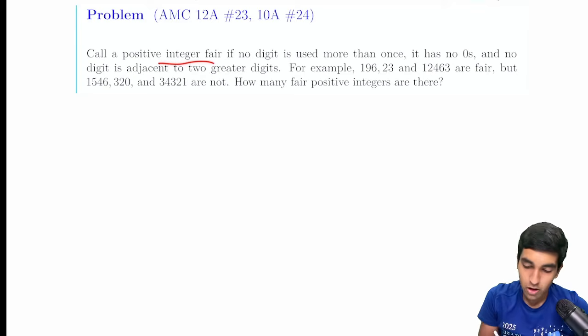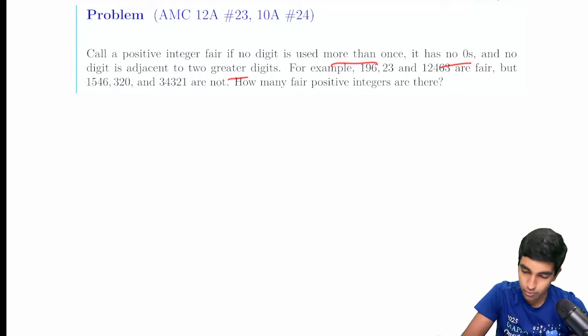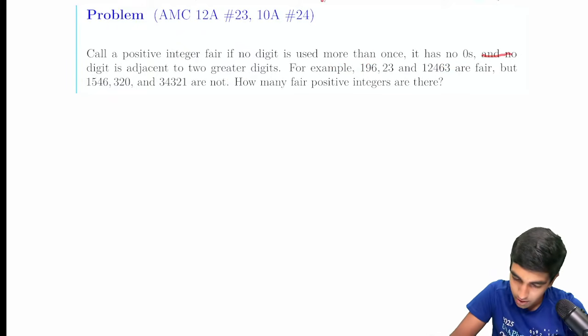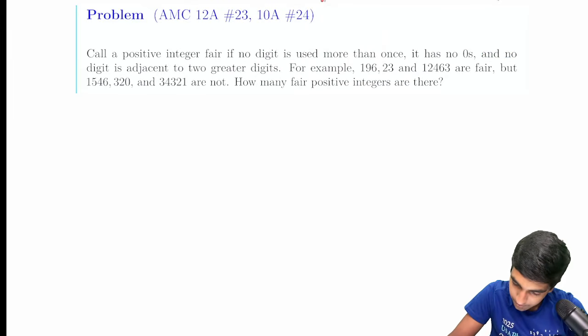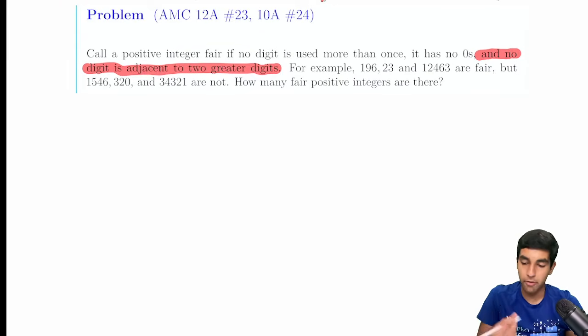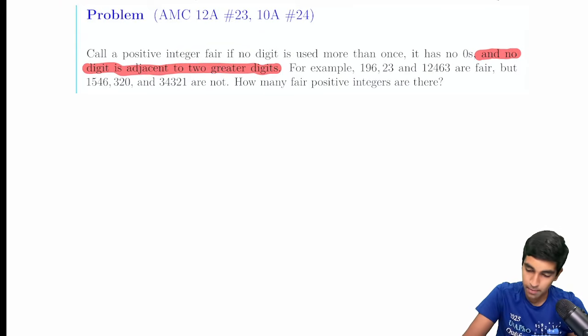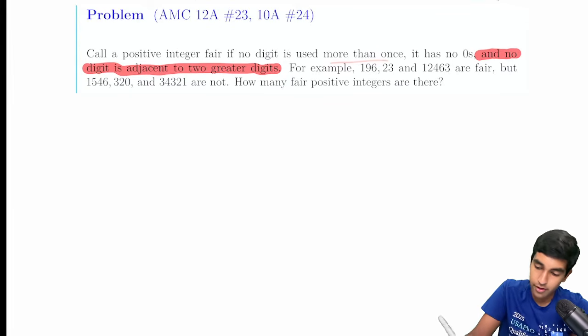Okay. Call a positive integer fair if no digit is used more than once. No zeros and no digits. This is really the crux of the problem, this condition. And they give us some examples. How many fair positive integers are there? No digit used more than once, no zeros.